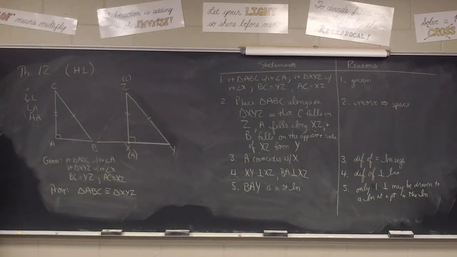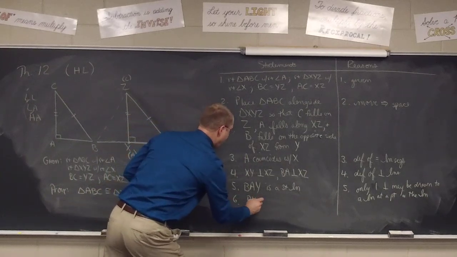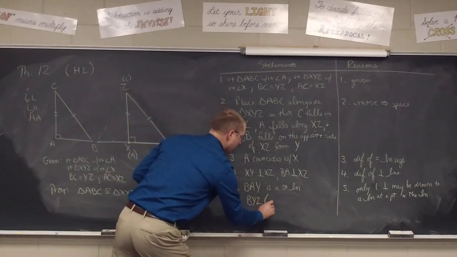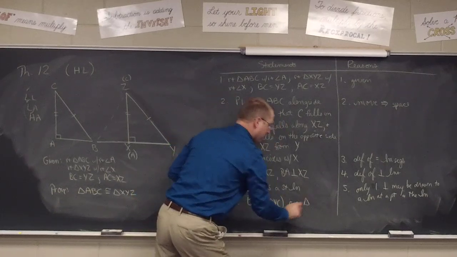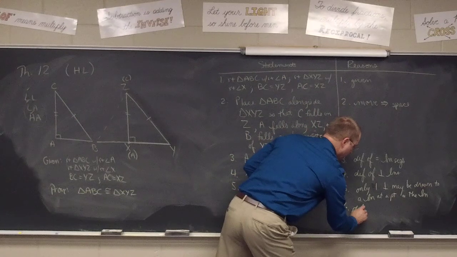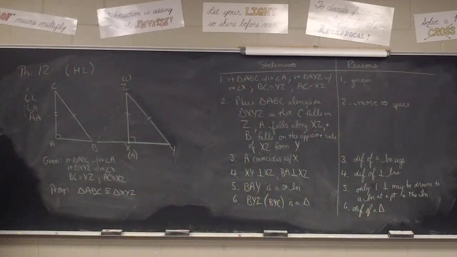If we have 3 straight lines, we have a triangle. So therefore, we could say that BYZ or BYC is a triangle based on the definition of a triangle. BYZ, or you could call it BYC, because Z and C are the same point, is a triangle.